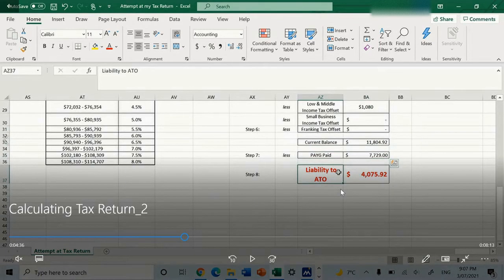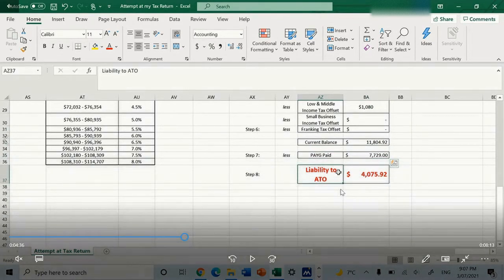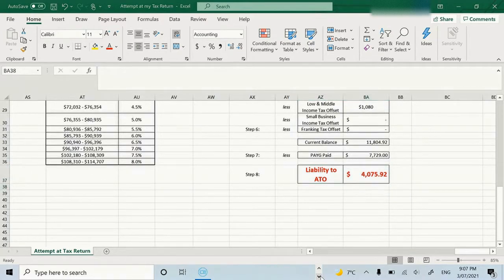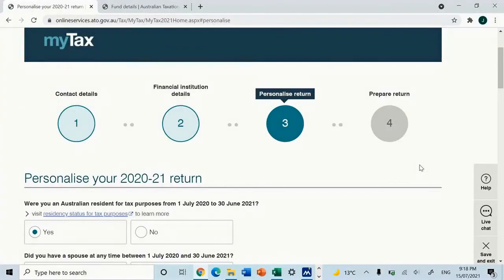So obviously if you've paid more than what you're meant to, you'll get a refund. A lot of people do, but in my case, I'm probably going to owe a bit over $4,000 at this rate. But let's have a look. We'll jump onto my tax now.